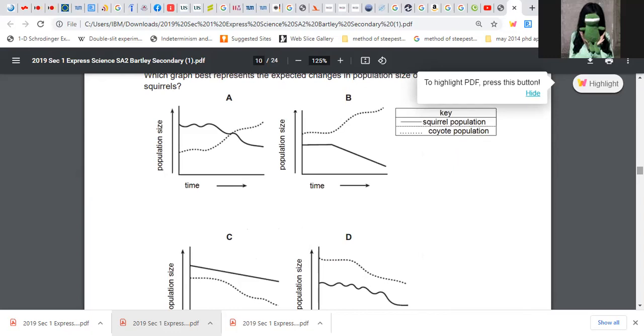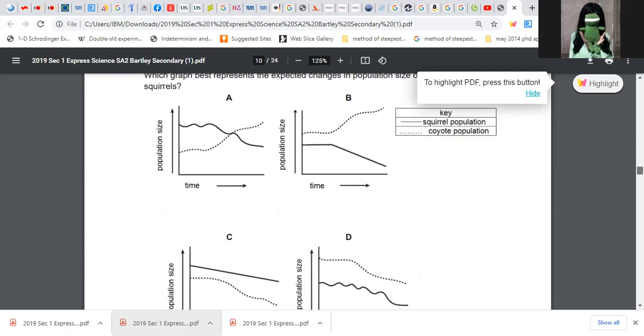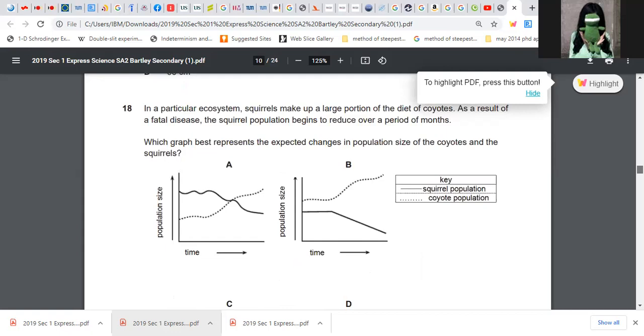The coyote will eat the squirrel, and so the population of the squirrel would decrease. Wait, my answer was A. Then when it decreases, the coyotes will probably increase. I read the question wrongly. I didn't see that as a result of a fatal disease. I thought the coyote population increased, then they eat the squirrel, then the squirrel population decreases.